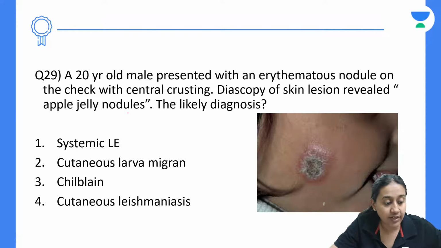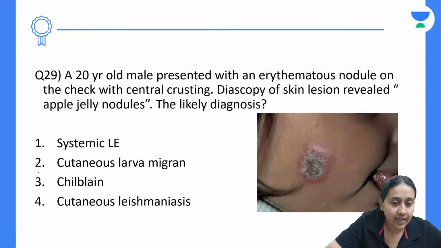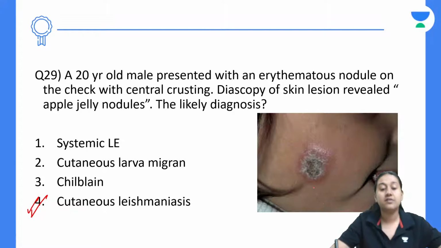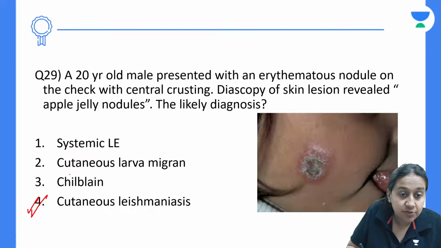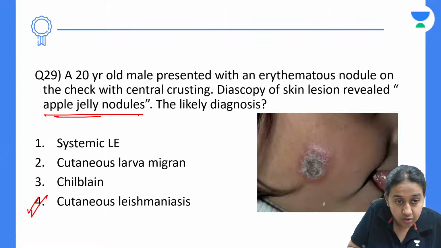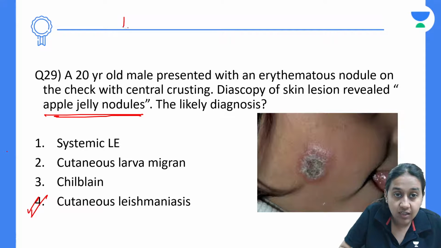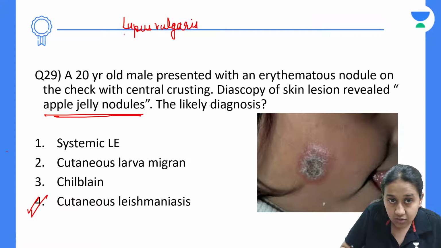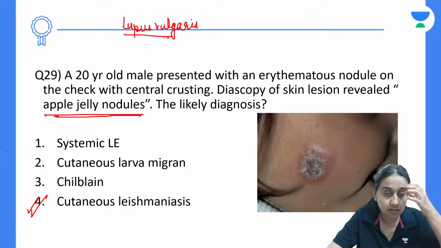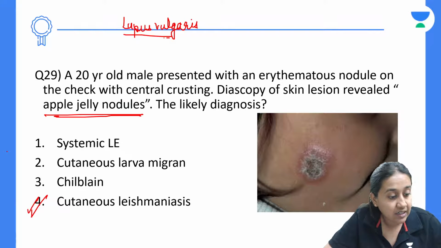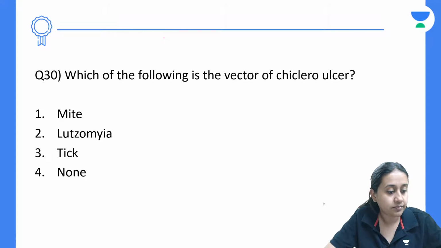Very nice. We have just now read that this is a patient with annular lesion with central crusting, and that is a feature of cutaneous leishmaniasis. Annular lesion with central crusting. So in cutaneous leishmaniasis also we see apple jelly nodule, and in lupus vulgaris also we will see the apple jelly nodule. So these are some of the features which help us making the diagnosis. Is that clear to all of you? Can I get a quick thumbs up from everyone? Anybody has any confusion? No. Next.